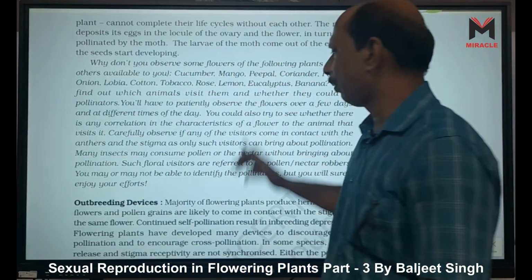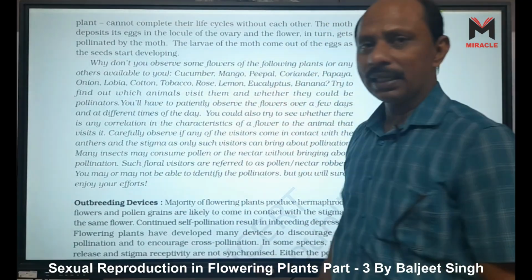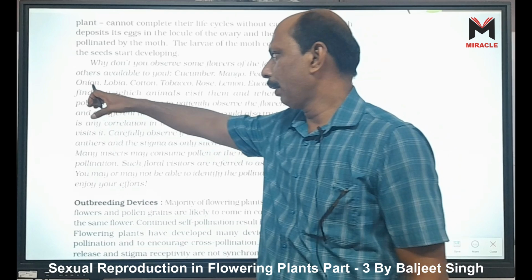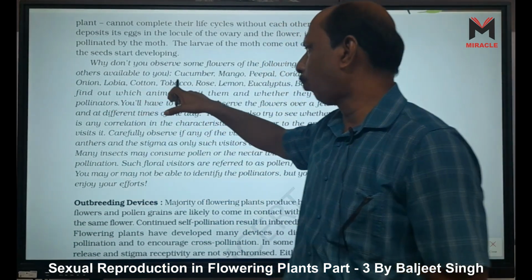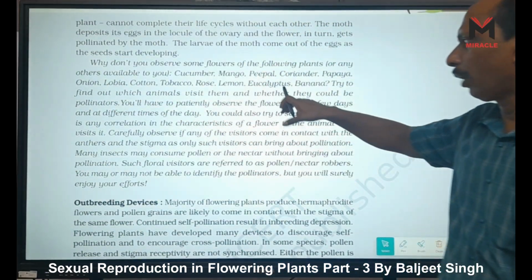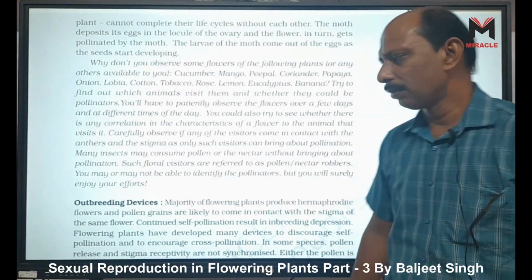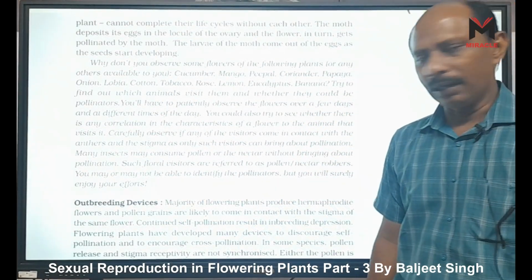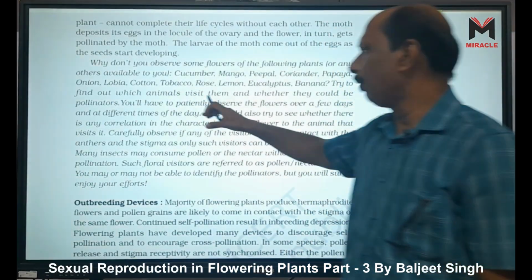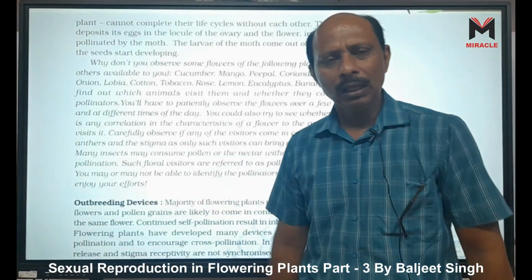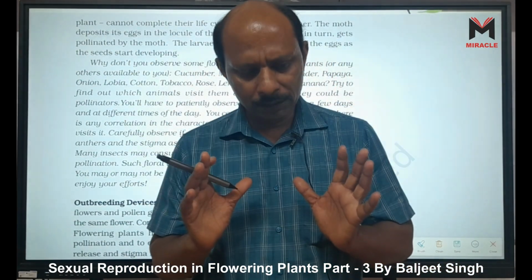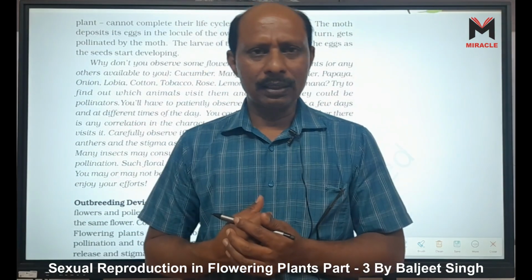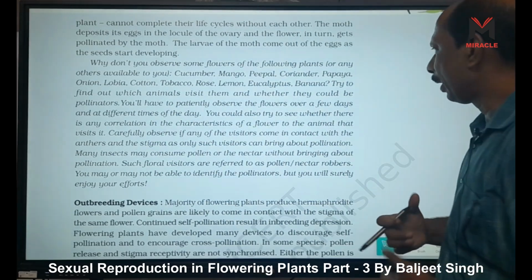Coriander, because the inflorescence is umbel, here it is entomophily. Onion also entomophily. Lobia, cotton, tobacco, rose, entomophily. Lemon, eucalyptus, maybe entomophily or ants, myrmecophily. Banana, maybe bat, right? Means chiropterophily, or maybe ants. Try to find out which animal visits them and whether they could be pollinators. So all the time the insects or animals which come to them are not pollinators, right? They are not pollinators.